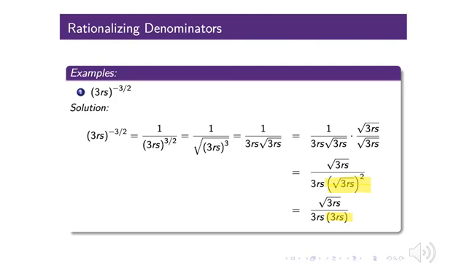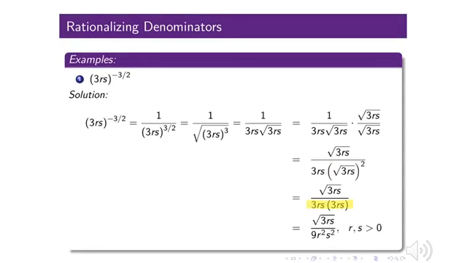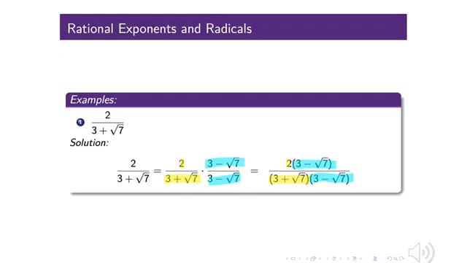So we get 3rs. Next step, we multiply the expression in the denominator. So the square root of 3rs over 3rs times 3rs is just equal to the square root of 3rs over 9r squared s squared, where r and s must be greater than 0. And we have our last example, 2 over the quantity 3 plus the square root of 7.